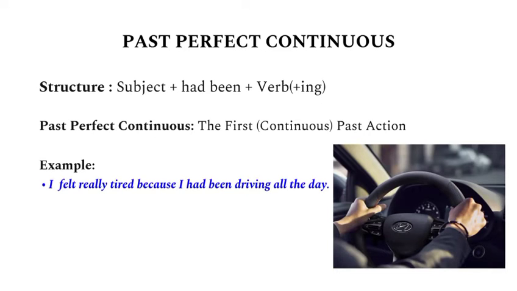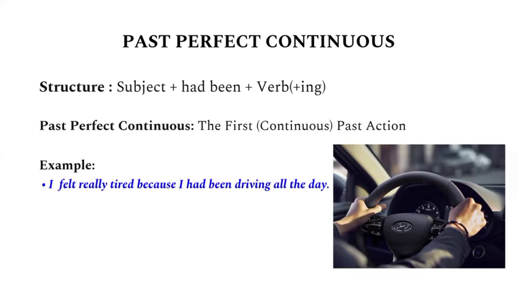This tense is like past perfect simple, except that the first past action is continuous. For example, I felt really tired because I had been driving all day. So you know that I felt tired at some point in the past and that before that I had been driving that entire day. So the earlier past action was a continuous one. We make this sentence with subject plus had been plus verb-ing. So remember that past perfect continuous tense is used to talk about a continuous action in the past before another finished action.